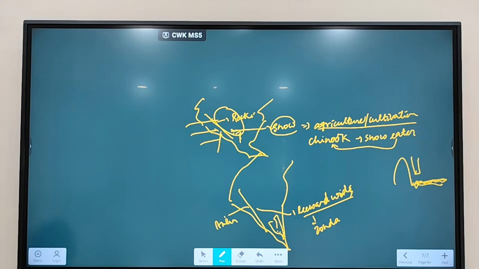Go back to the plateaus. Just see which plateau is lying in Argentina. Argentina, which plateau is there? We discussed something called the Patagonian Plateau. Which plateau have we discussed? Patagonian Plateau. Read the characteristics of the Patagonian Plateau.